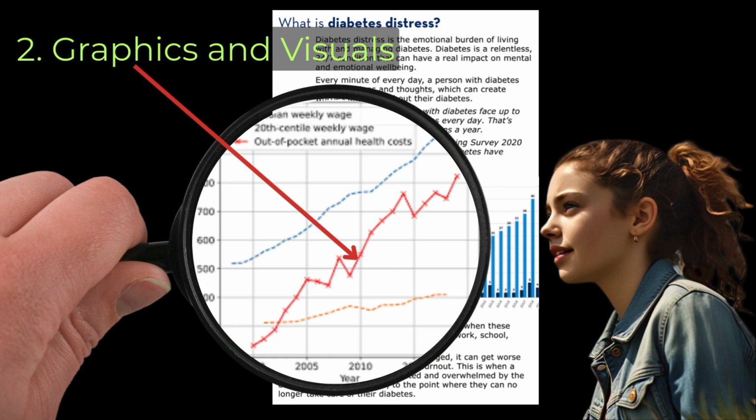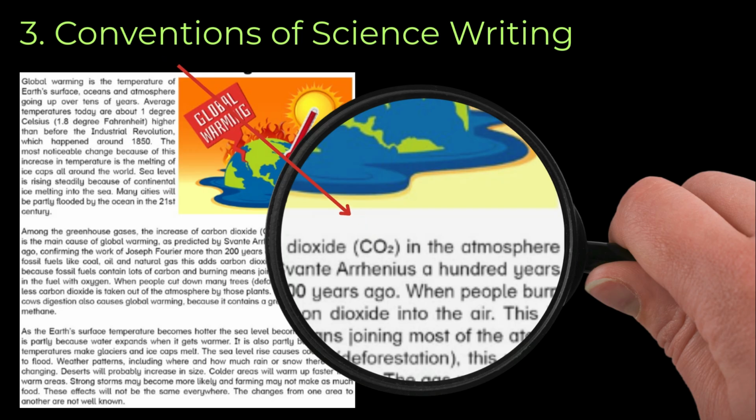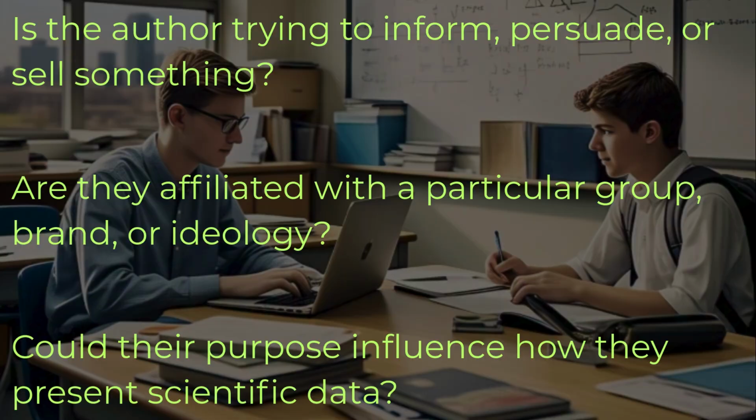2. Graphics and visuals. Graphs, charts, and images should clearly represent the data. But sometimes, visuals are misleading, like cutting off an axis to exaggerate trends, or using unrelated images to sway opinion. 3. Conventions of science writing. Scientific publications usually follow specific structures, clear definitions, explanations based on evidence, and referencing studies. If these are missing or vague, it's a red flag.